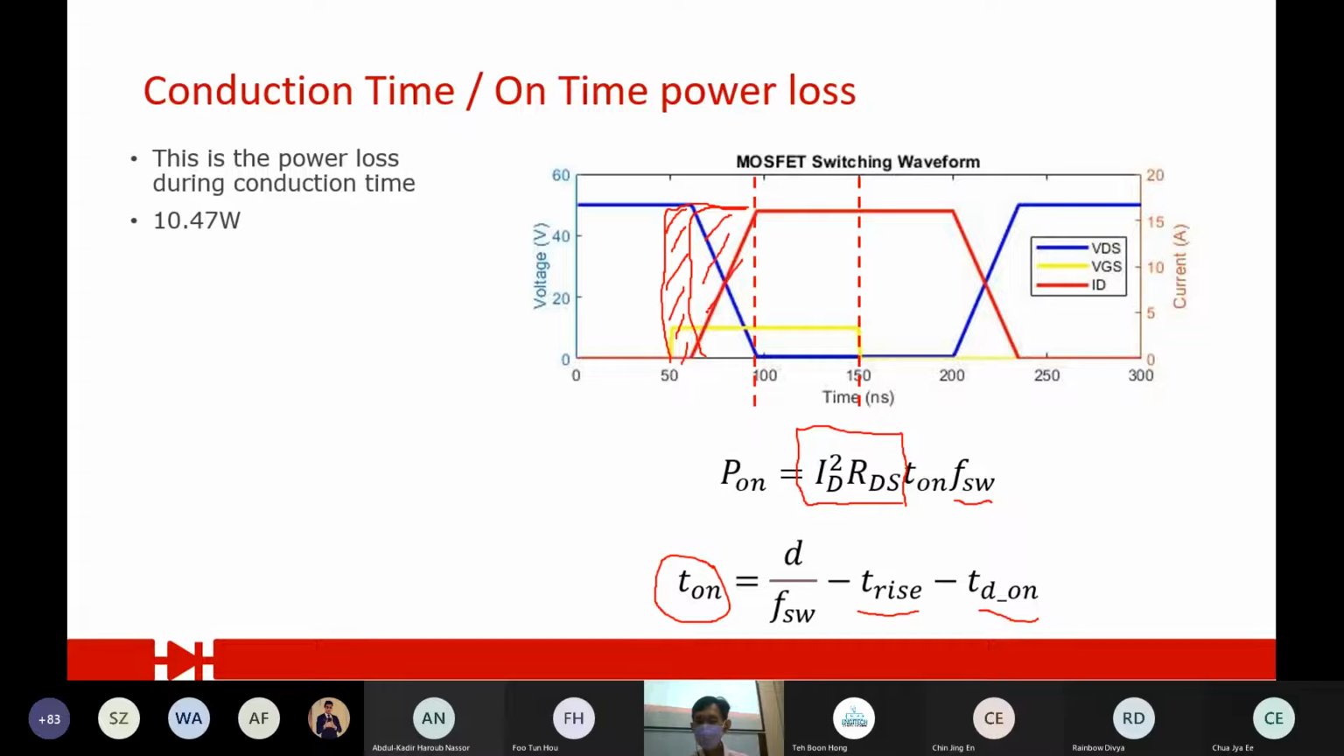Okay, so now you calculate what you get. My answer is 10.47. Let me know if you have a different answer.